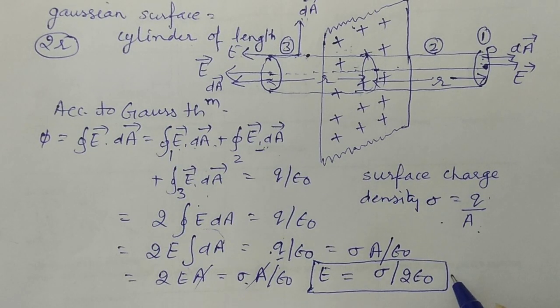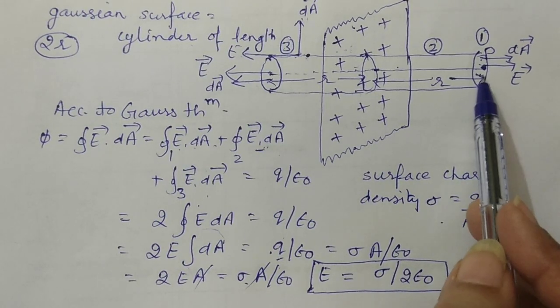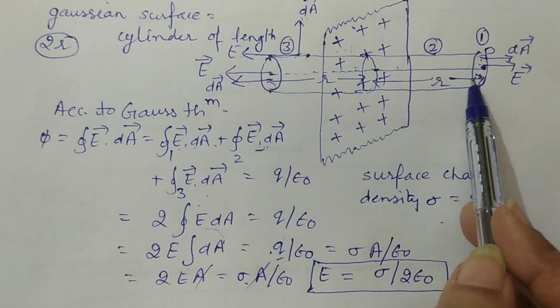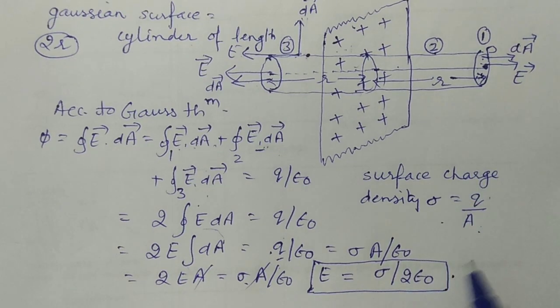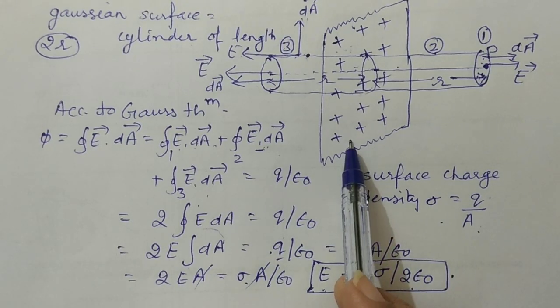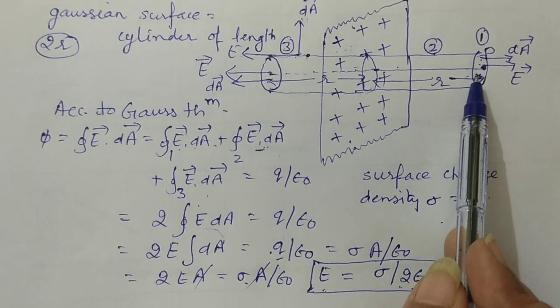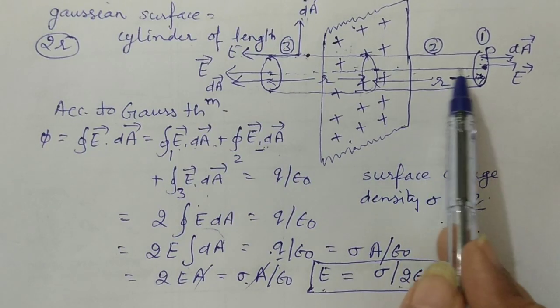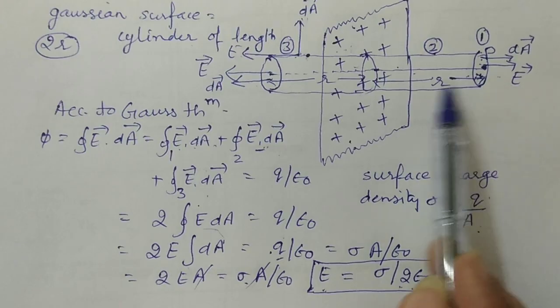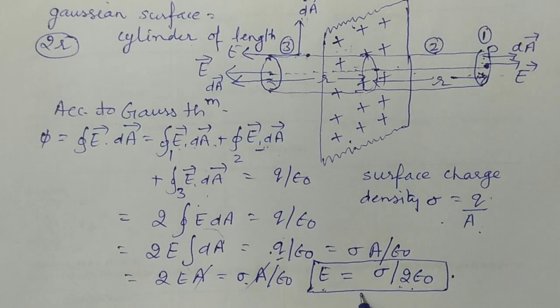Now here we see that in this formula, the distance, that is the position at which electric field is to be calculated, is not there. Means electric field due to this infinite sheet does not depend upon the distance, whether this position is near to the surface or it is away from the surface. At all the positions, electric field will be same. It will be constant.